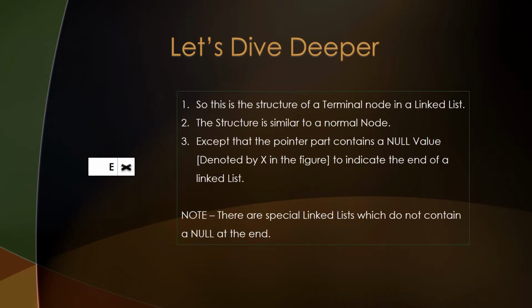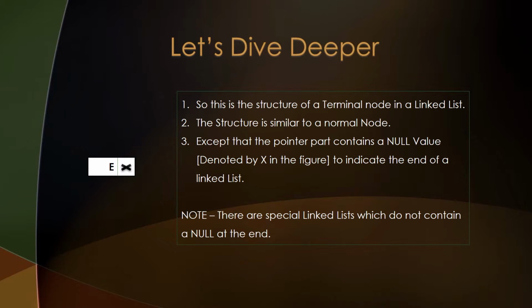The last is a special type of node in a linked list known as a terminal node. The structure of a terminal node is similar to a normal node in the linked list, except that instead of the pointer part, it contains a null value in the end. Now this null value is used to denote that we have reached the end of the linked list and we need to stop traversing here.